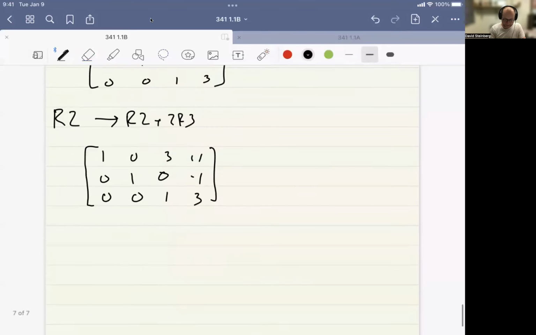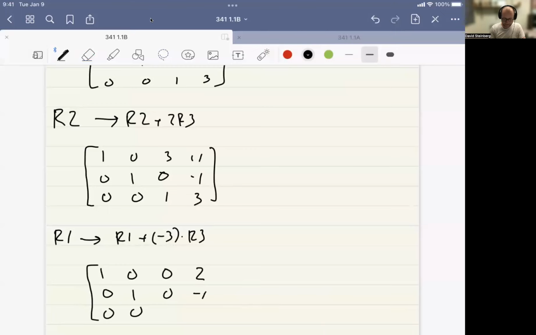So let's replace row 1 by row 1 plus -3 times row 3. That should do it for us. 1, 0, 0, and 11 minus 3 times 3 is 2. Then 0, 1, 0, -1, and 0, 0, 1, and 3.